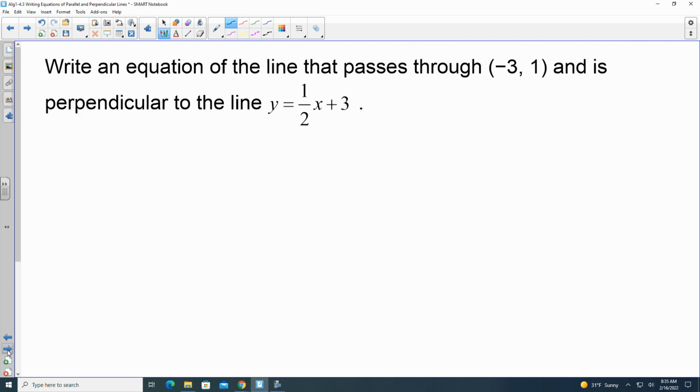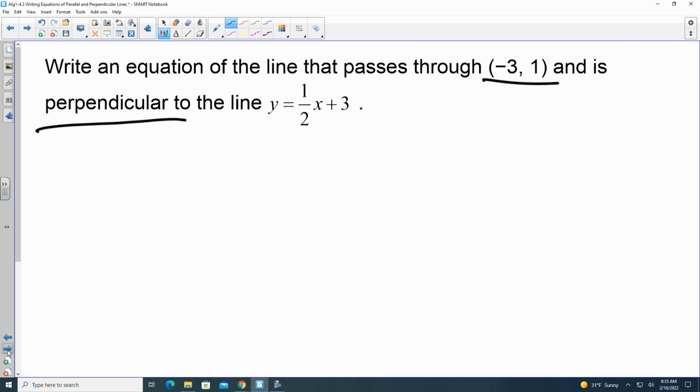All right, so here, same situation, but now instead of asking if the lines are parallel, they're asking for a line that passes through the point (-3, 1) and is perpendicular to the line y equals 1/2 x plus 3. Same thing, make sure that this is in slope-intercept form, which it is.